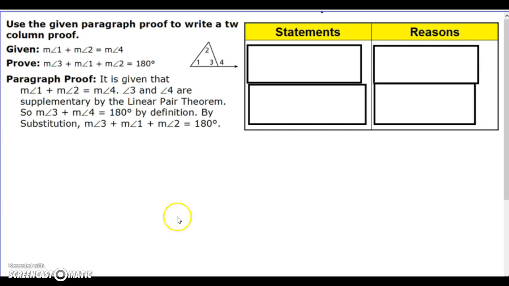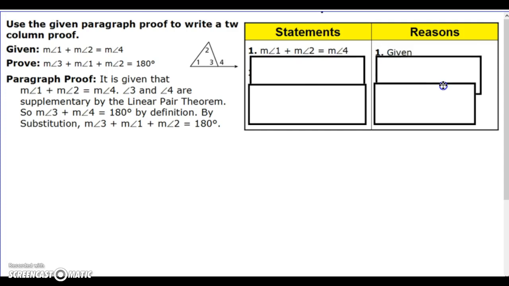Okay, so let's use this paragraph proof, so you see one before you have to make one, right, to write a two-column proof. And then we'll write one later. Here we have given the measure of angle 1 plus the measure of angle 2 equals the measure of angle 4. That's our first statement in the paragraph as well. We're setting out to prove that the measure of angle 3 plus the measure of angle 1 plus the measure of angle 2 equals 180.